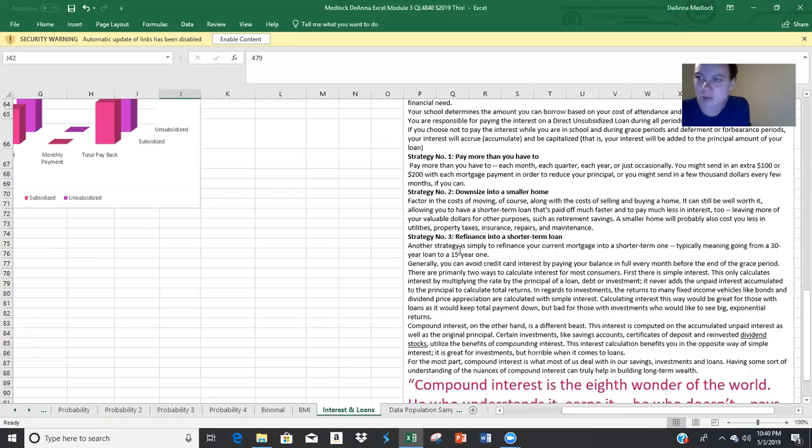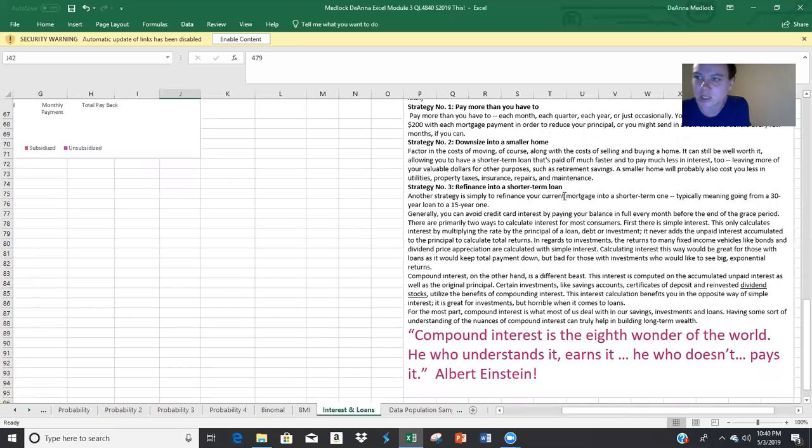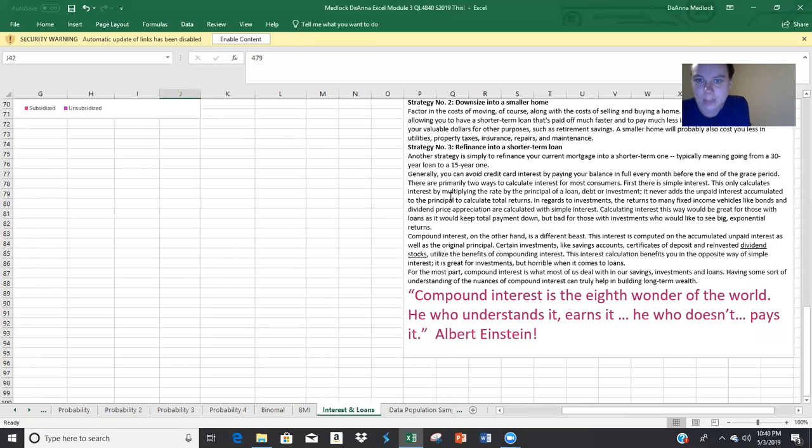And then strategy number three would be to refinance into a shorter term loan. You can refinance your current mortgage into one with a shorter term, typically meaning going from a 30-year loan to a 15-year loan. Generally, you can avoid credit card interest by paying your balance in full every month before the end of the grace period. There's primarily two ways to calculate interest for most consumers.